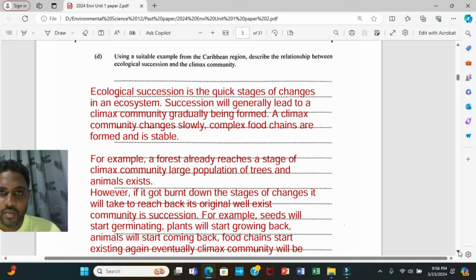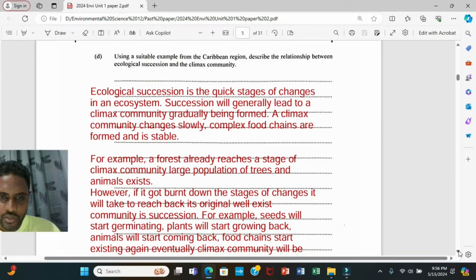Using a suitable example from the Caribbean region, describe the relationship between ecological succession and the climax community. Ecological succession is the quick stages of changes in an ecosystem. Succession will generally lead to a climax community gradually being formed. A climax community changes slowly, complex food chains are formed, and it is stable. For example, a forest that has reached the stage of climax community has a large population of trees and animals.